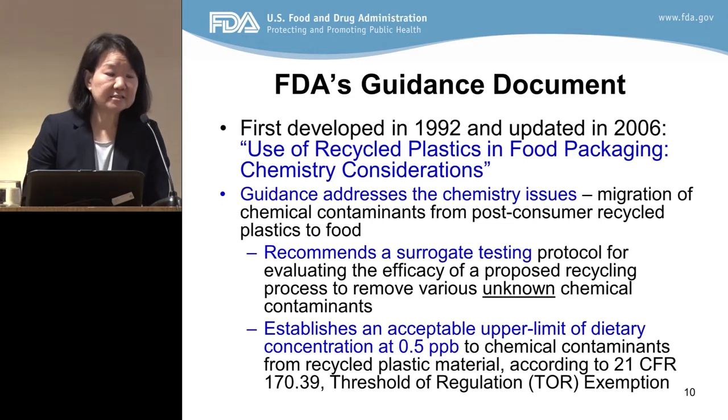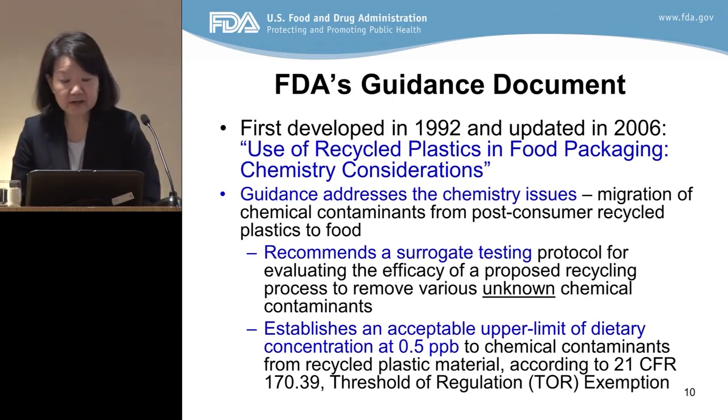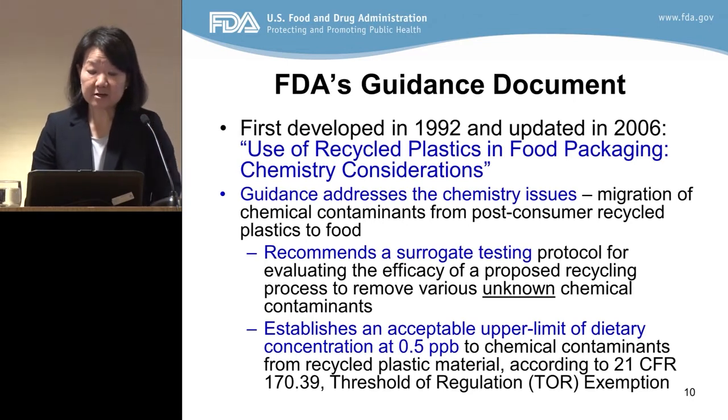In order to address the chemical contamination from two sources that I mentioned in the previous slide, FDA first developed the guidance document back in 1992, and then updated in 2006. The guidance document is the use of recycled plastic in food packaging and chemistry considerations. In this guidance, they address the chemistry issue about the potential migration of chemical contaminant from the post-consumer recycled plastic into the food.